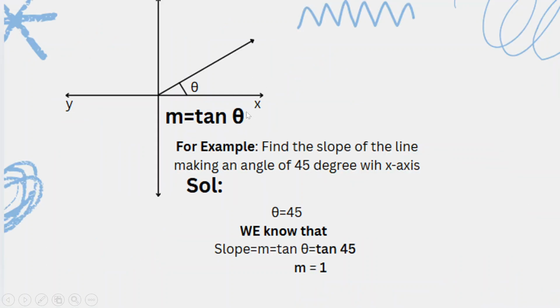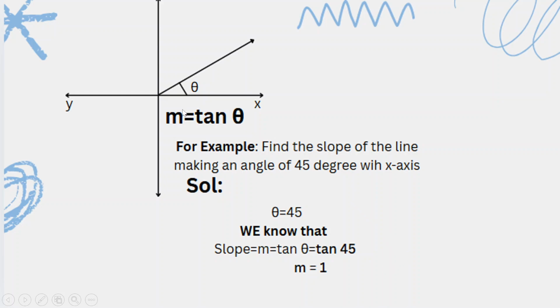The first case is if we are given the angle theta which a line makes with the positive x-axis, then we can calculate the slope using m is equal to tan of theta. For example, we are asked to find the slope of the line which is making an angle of 45 degrees with the positive x-axis. So in this case theta is 45 degrees. We know that the formula is m equals tan theta. We put theta equal to 45 degrees and tan of 45 makes 1. So the slope is 1.